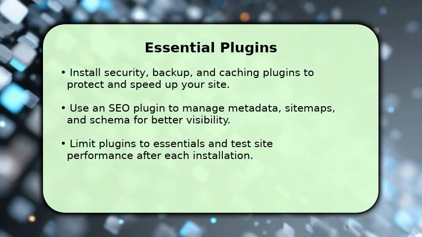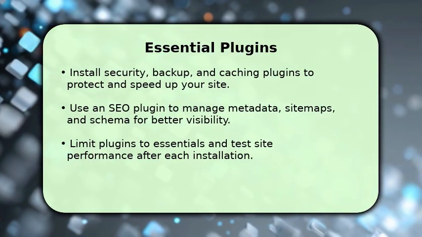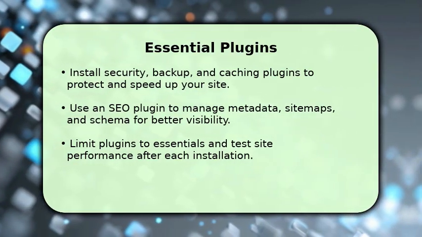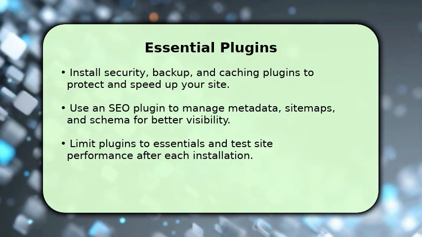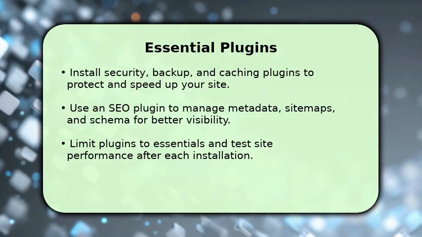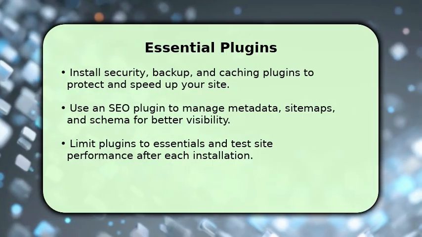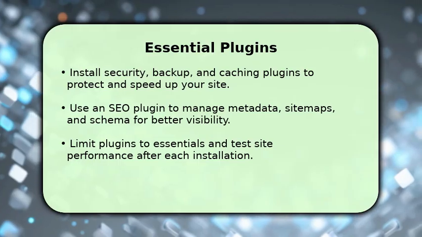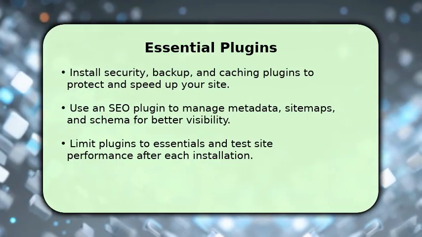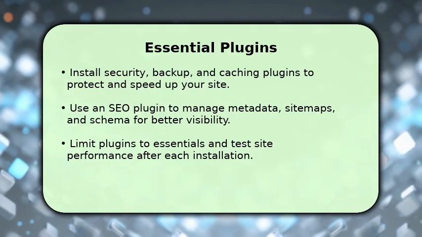Plugins extend WordPress, but choose carefully to avoid bloat. Start with a security plugin, a reliable backup solution, and a caching plugin to boost performance. Add an SEO plugin to handle metadata, XML sitemaps, and basic schema markup. Test each plugin impact on speed using simple tools and remove any that slow your site or conflict. Regularly update all plugins and themes to minimize vulnerabilities and keep everything running smoothly.